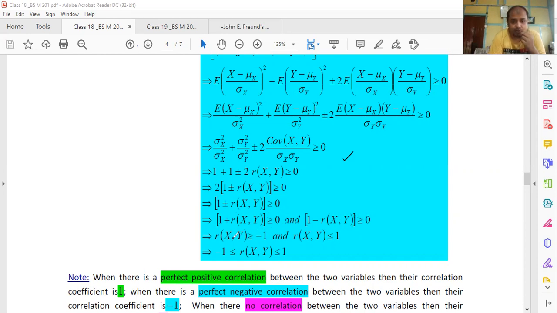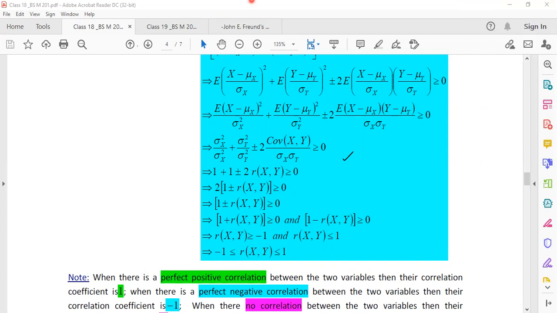From this expression, we are getting rxy greater than or equal to minus 1. And from that expression, I'm getting rxy less than or equal to plus 1. If I combine these two, we are ultimately getting minus 1 less than or equal to rxy less than or equal to 1. Which proves our desired result, that the correlation coefficient between the two variables lies between plus 1 and minus 1.